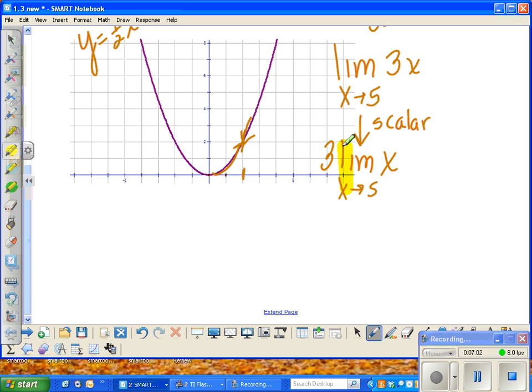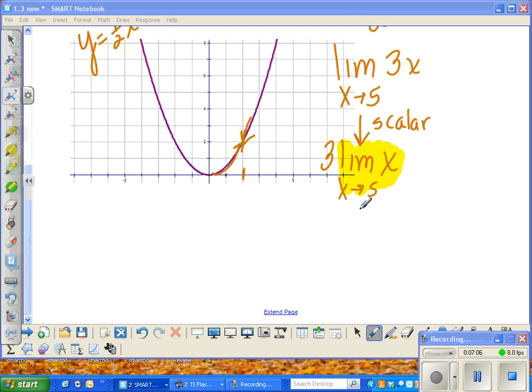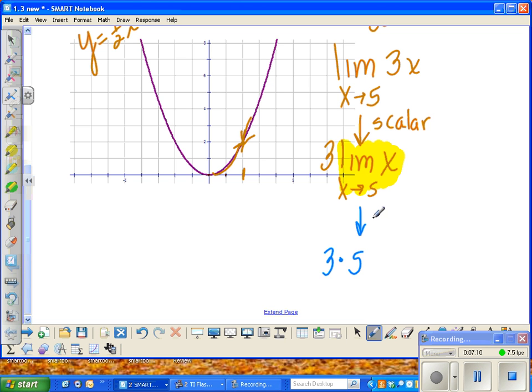What's the limit of x as x approaches 5? Okay. So to go from here to here, this is going to be 3 times 5. What did I just use? What's the limit of x as x approaches 5? 5. What was that called? We just did this one before, scalar. It's the identity.